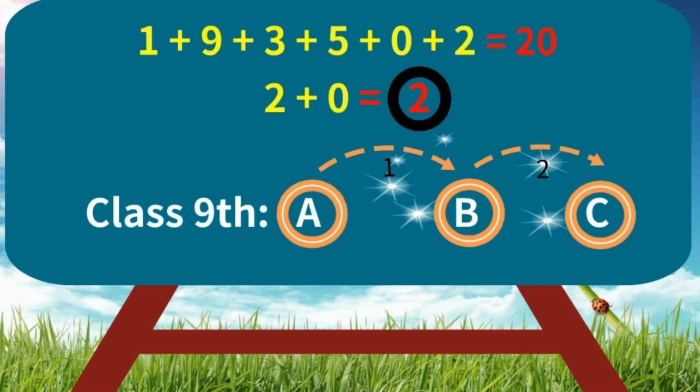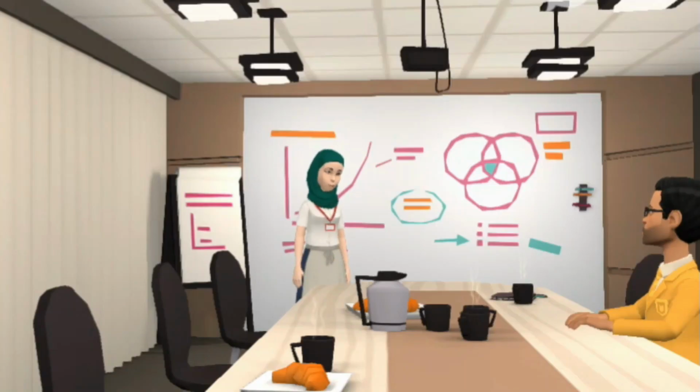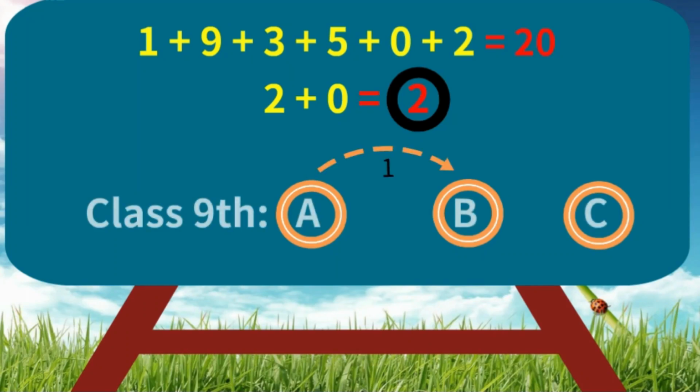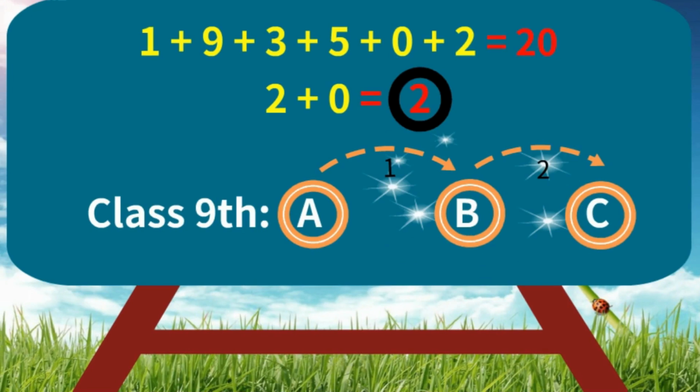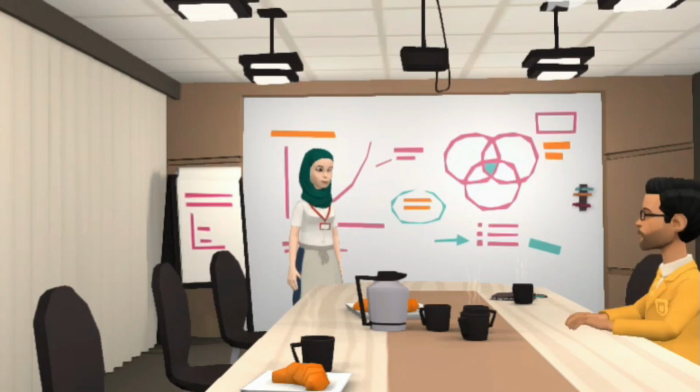For class 9th, the sampled section is C. In the first step, we move from A to B, and in the second step, we will move from B to C. So, the landing section is C, which will be the sample section. Okay, that is great.